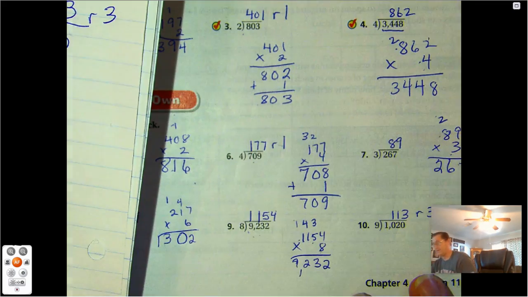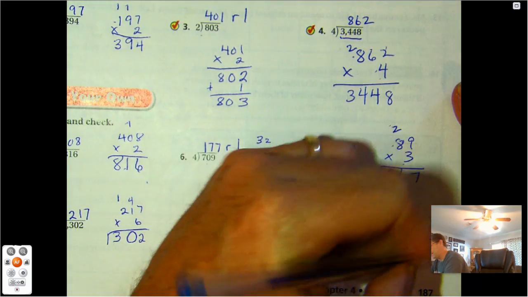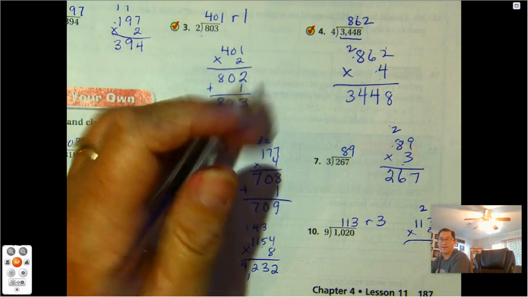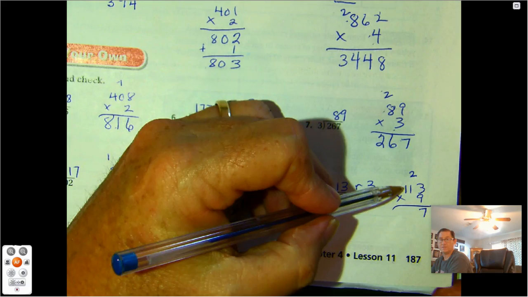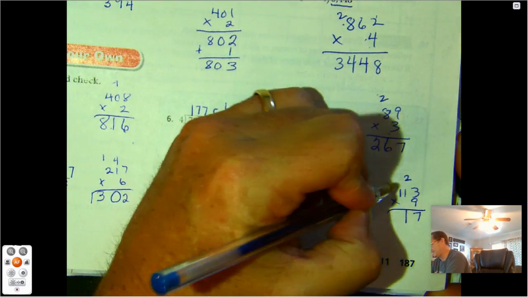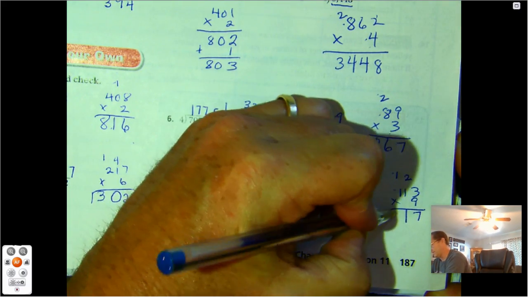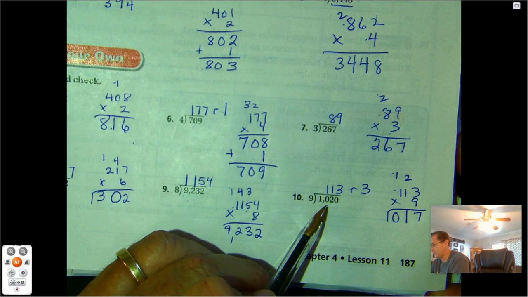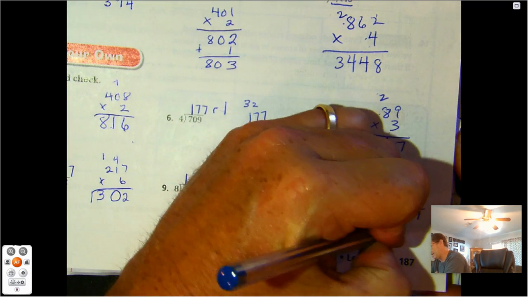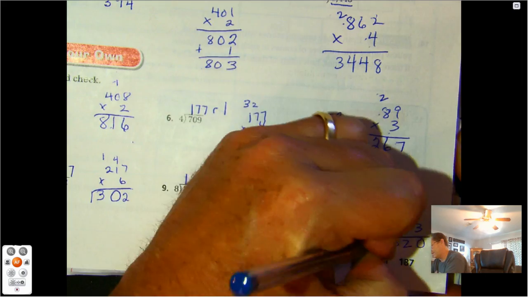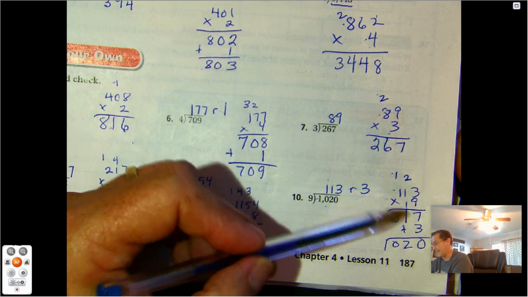So 113 times 9. 9 times 3 is 27. Regroup that as 2 tens and 7 ones. 9 times 1 ten is 9 tens, plus 2 more is 11 tens. Regroup that as 100 and 10. 9 times 100 is 900, plus 1 more is 1,000. 1,017. When we look over here, it doesn't match. But I haven't added the remainder yet. So let's add the remainder. 1,020. Now they match. Okay? So multiply the quotient by the divisor and add any remainders. All right. Moving right along.